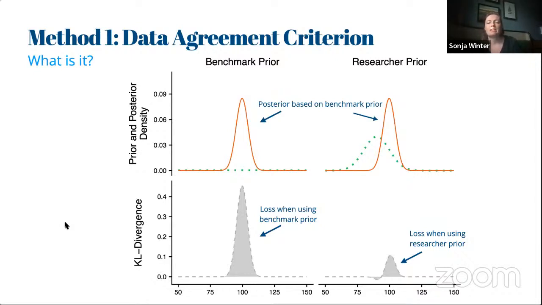The next step for computing the DAC is to now approximate the reference posterior using our own informative prior. So this is what we see in the top right part of this figure. The green dotted line is now a more informative distribution, and the orange line still stands for this reference distribution. Now, if we look at the loss of information, we see that compared to our benchmark prior, we lose much less information when we approximate this distribution with our researcher prior. So even though this prior is not in perfect alignment with this reference posterior, it's still a better approximation than using our flat prior. And so to get the DAC, basically what you do is you calculate the ratio of loss between a benchmark prior and your researcher prior.